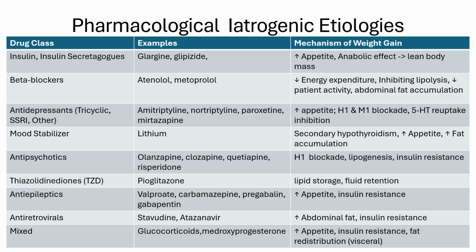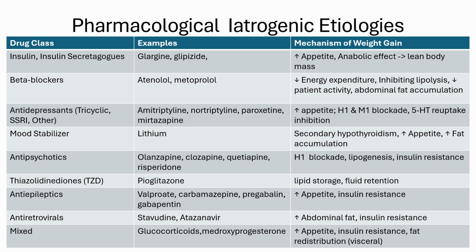Insulin and insulin secretagogues like glargine and glipizide increase appetite and create an anabolic effect, increasing protein synthesis, resulting in lean body mass. For insulin, the weight gain is dose-dependent and is more pronounced in regimens using rapid-acting insulin compared to basal insulin alone.